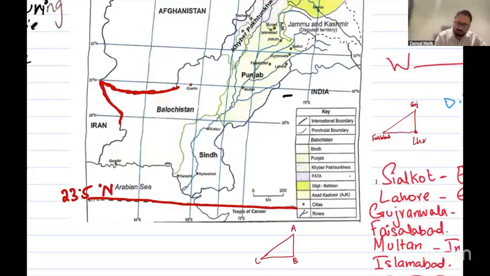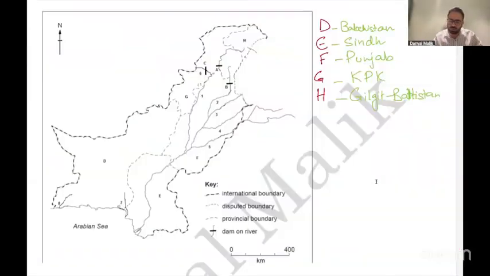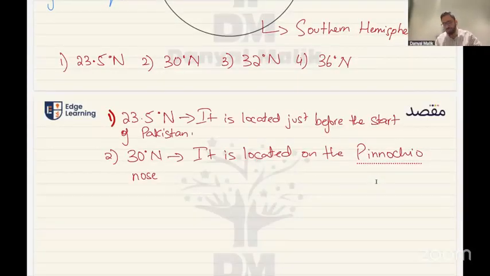Then similarly, what if a line is drawn on the Pinocchio nose? Now, if you guys remember, this is the Pinocchio nose, right? Now this line is drawn on the Pinocchio nose, right? So this line which is drawn on the Pinocchio nose will always be 30 degrees. So from the Pinocchio nose you have remembered that it is 30 degrees. That is why I wrote here: it is located on the Pinocchio nose.